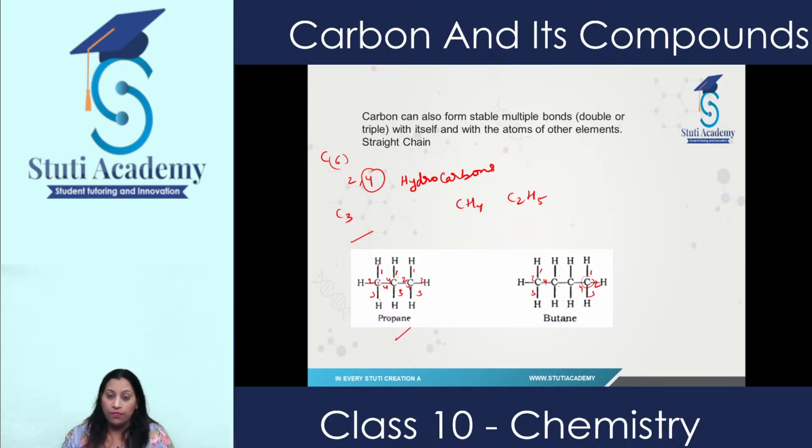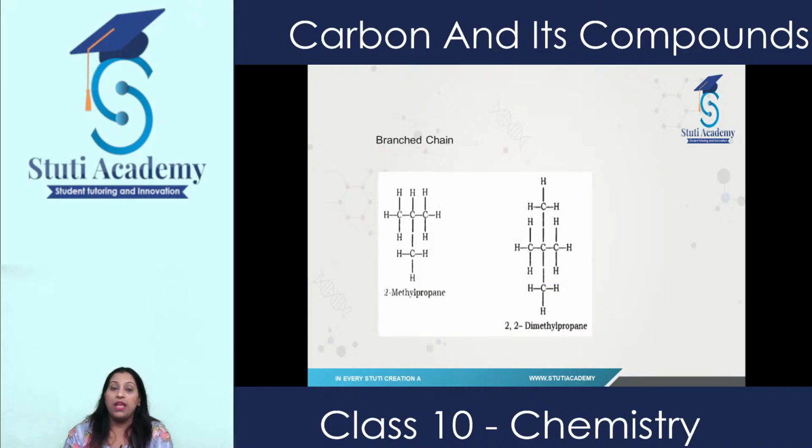Okay. Now, catenation: see, carbon has the tendency to combine with another carbon. So this self-linking property results in the formation of different types of structures. First, this kind of chain is known as straight chain. As you can see here, a straight chain is there. Then we have branch chain. Branch chain means it is not present in a single line.